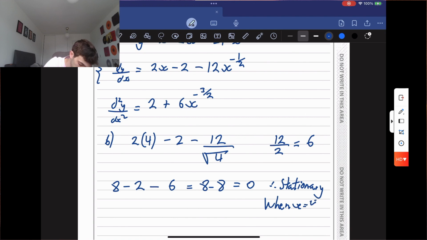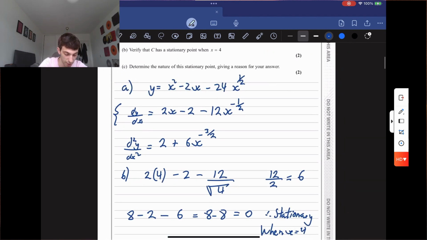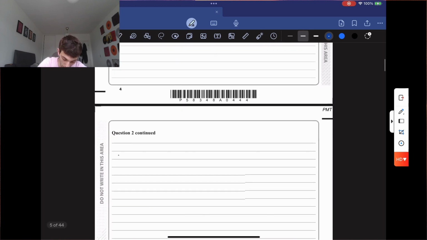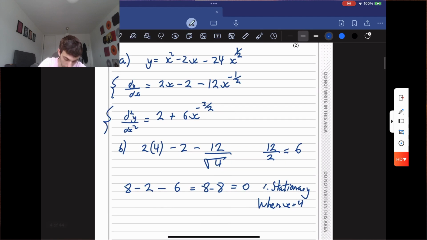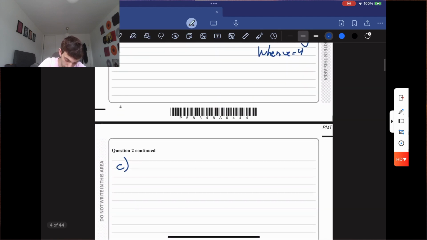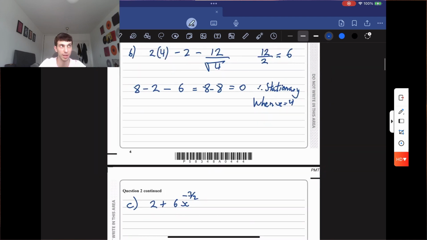Perfect. Looking at part C, we have to determine the nature of the stationary point, giving a reason for your answer. So to determine the nature, we are going to use our second derivative. The second derivative is 2 plus 6 times x to the minus 3 over 2. So we have to plug in x equals 4, and then we have to see whether it's positive or negative, to determine if we have a minimum, a maximum, or potentially an inflection.